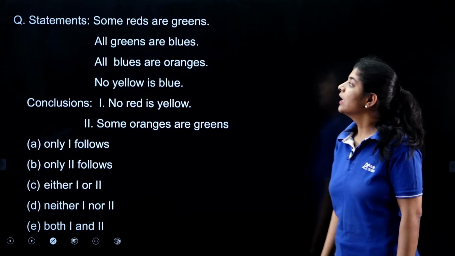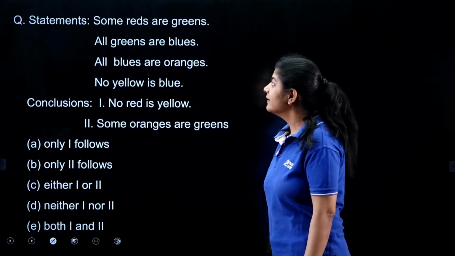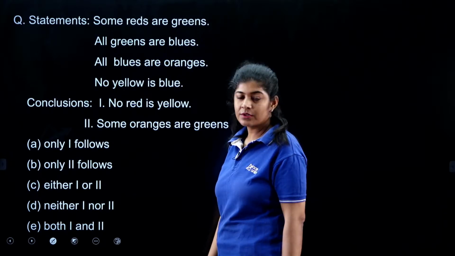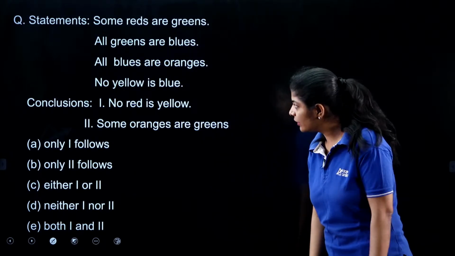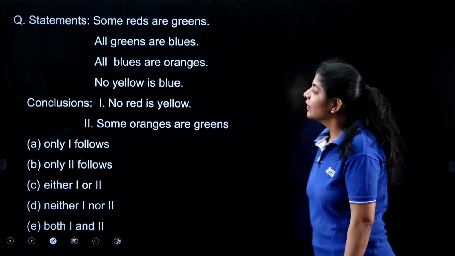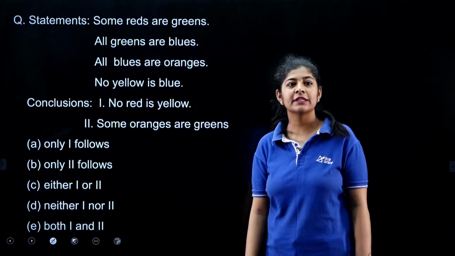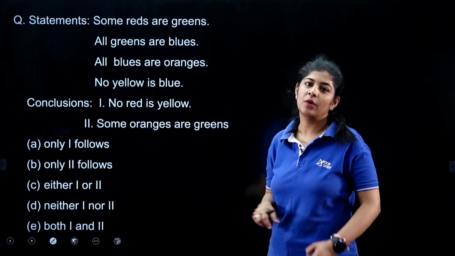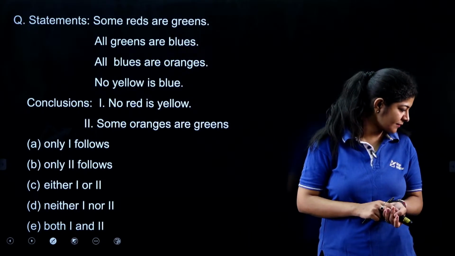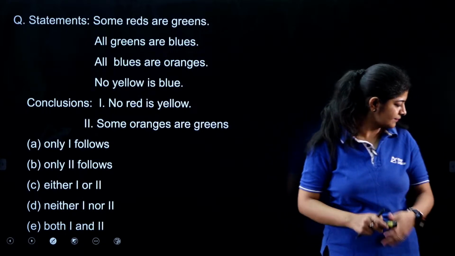Next, the next statements are: some reds are green, all green are blues, all blues are orange, no yellow is blue. This is what we are having. Now we have to check these two conclusions whether they are true or not. So what answer are you getting? Very good, Sundaram.